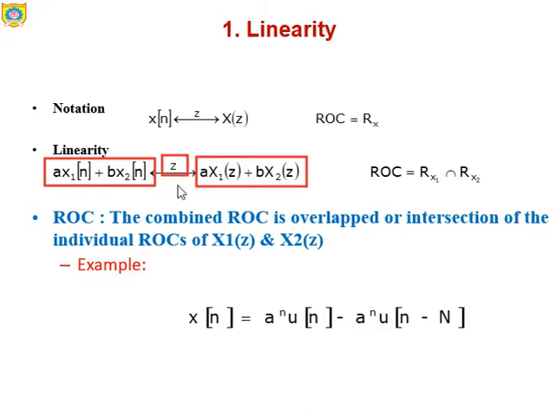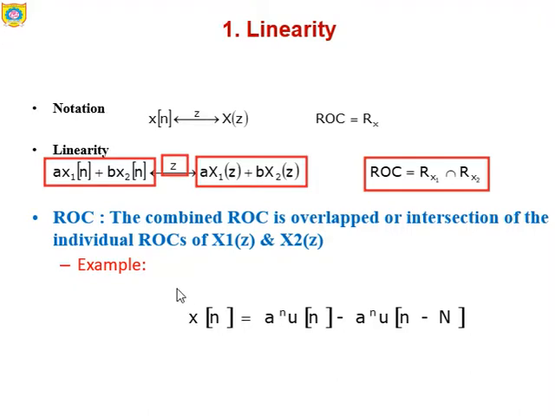So here x1 of n will be converted into X1 of z. Similarly, x2 of n will be converted into X2 of z. So the overall ROC will be the simple reflection of the ROCs due to x1 and x2. That is what is mentioned here. So ROC is equal to the intersection of ROC of x1 and ROC of x2. The statement provided for the ROC is that the combined ROC is the overlap or intersection of the individual ROCs of X1 of z and X2 of z.